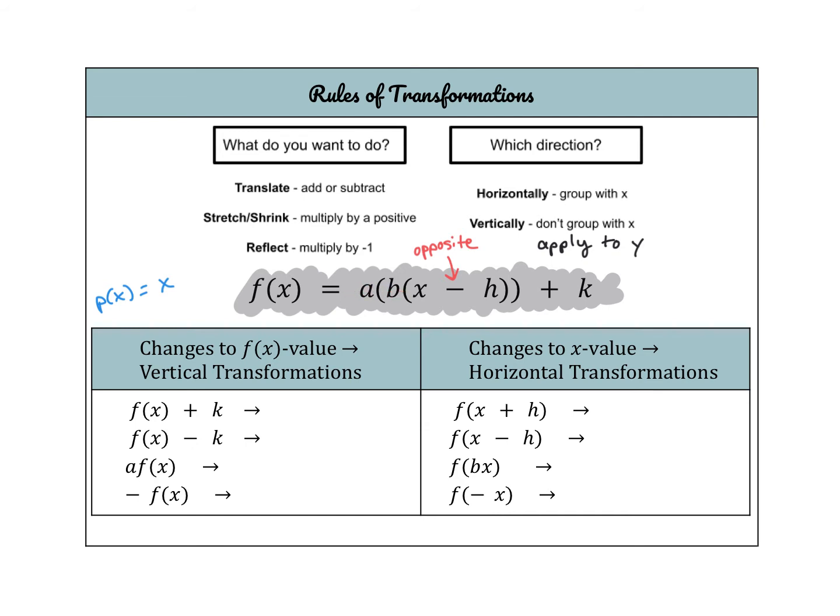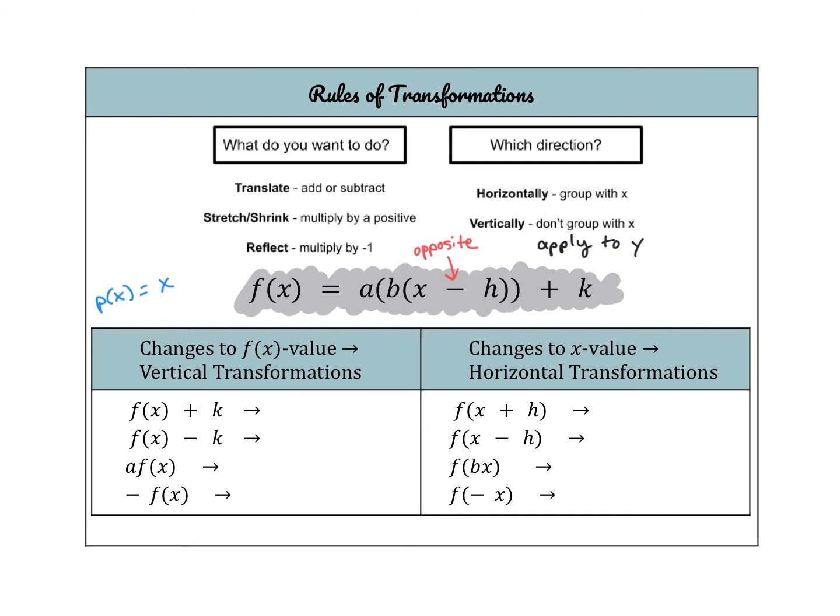Here then you see some multiplication. If you see multiplication on the outside, so it's not grouped with x, that's going to be vertical, and it's going to be a stretch or shrink. And if you see it multiplied on the inside, so you can see it's kind of grouped with where your x value is, it's going to be a horizontal stretch or shrink. And again, we'll talk about this more in a second, but it's actually going to be by the reciprocal of this value. And then the negatives are not added in, but if we had a negative on the outside, it would be a vertical reflection, so over the x-axis. And if we had a negative on the inside grouped with x, we would have a horizontal reflection over the y-axis.